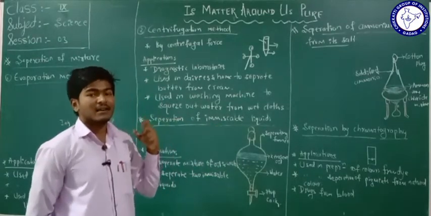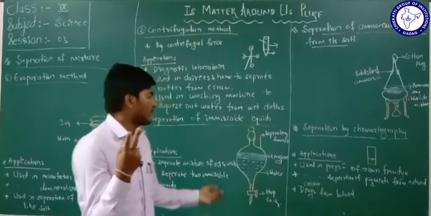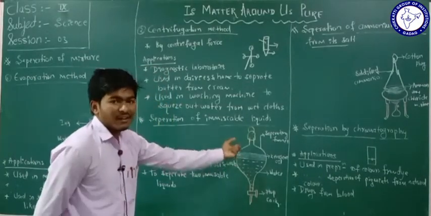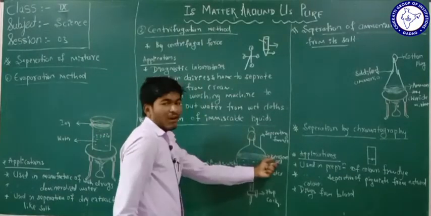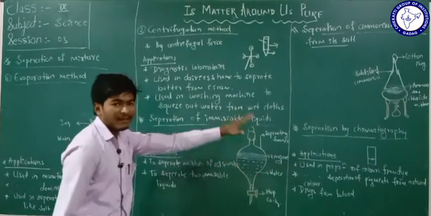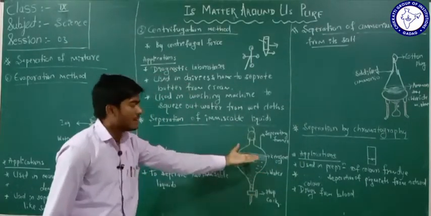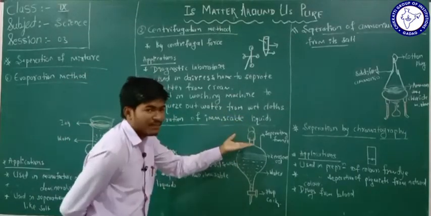What happens here? After 5 minutes, you are going to see 2 layers present in the separating funnel. That is, at first we are going to see the kerosene oil layer, and second, the water layer. The water layer will be at the bottom of the separating funnel and the kerosene will be at the upper side of the separating funnel.